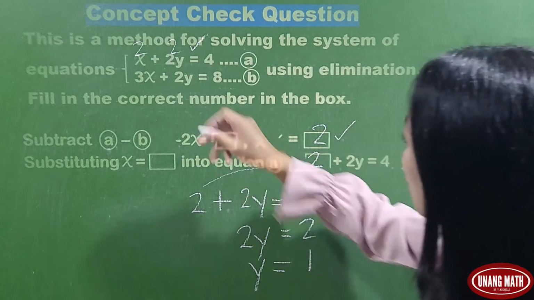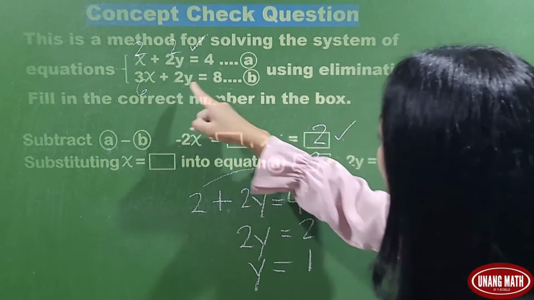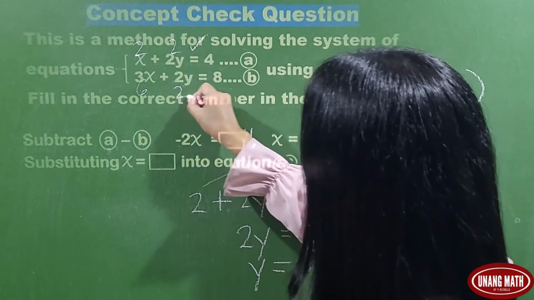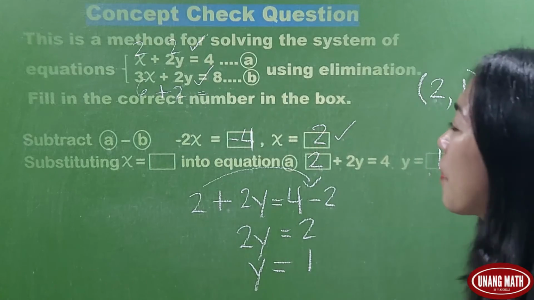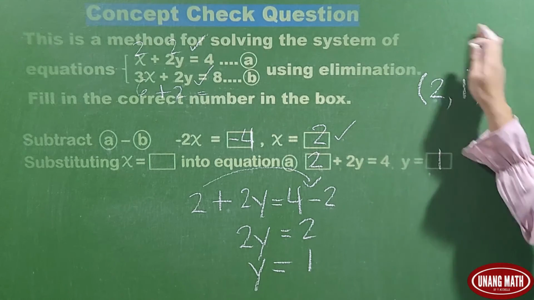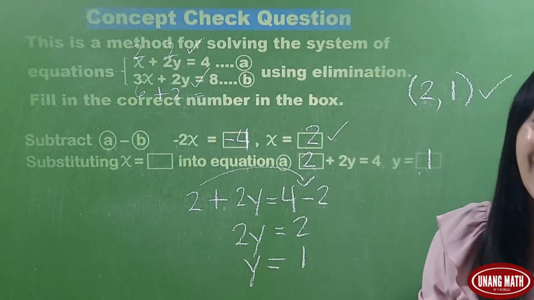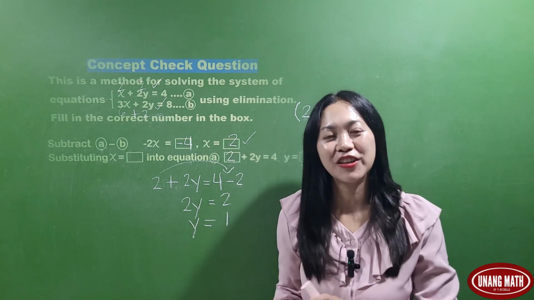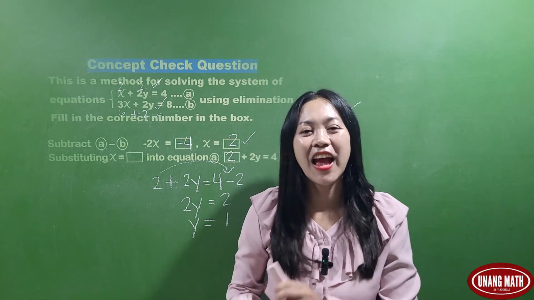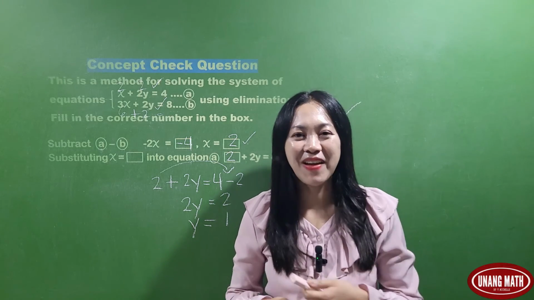What about the second equation? 3 times 2 is 6. And 2 times 1 is 2. So we have 6 plus 2, which is equal to 8. So this is also correct. So our answer is correct. Okay, so that's how to find the solution to a system of equations using the elimination method.